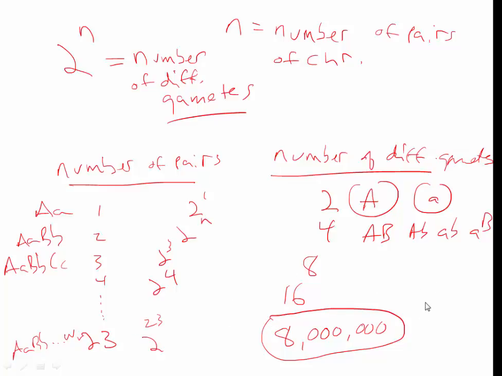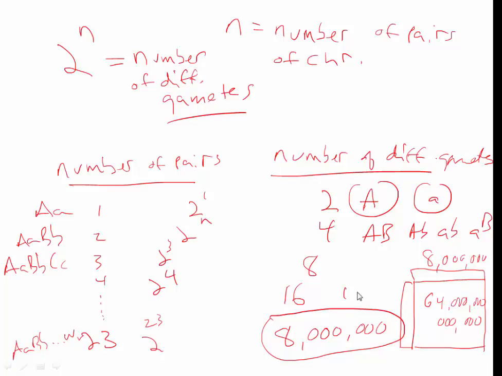But then you take that and you do a Punnett square. And that gives you the number of possible combinations of offspring. So you put 8 million gametes on this side, 8 million gametes on this side, because 8 million times 8 million is a lot of million. So this is 10 to the 6th, this is 10 to the 6th. This is 64 times 10 to the 12.